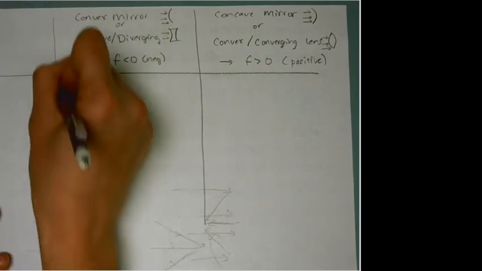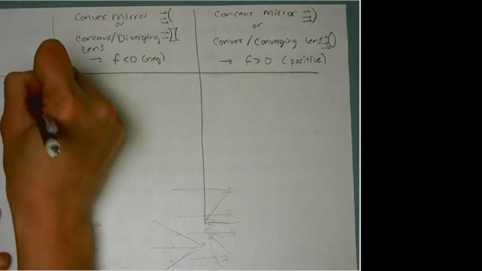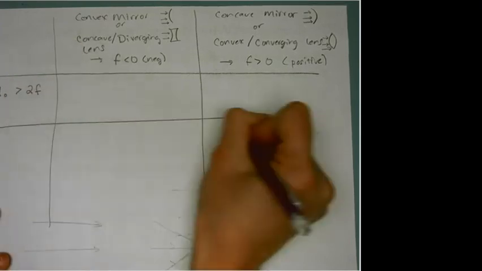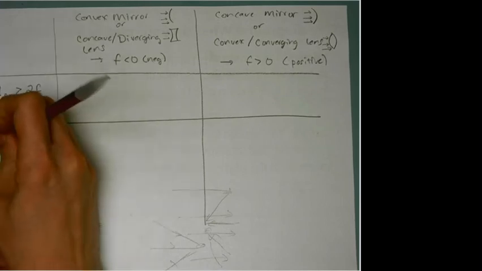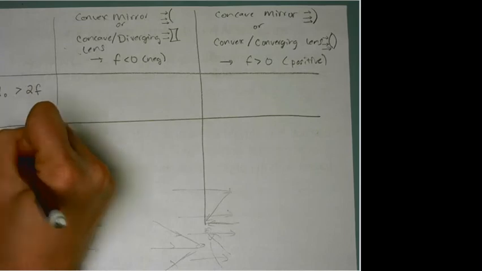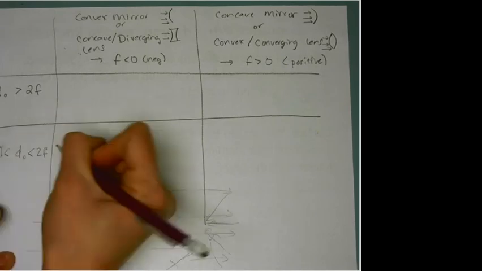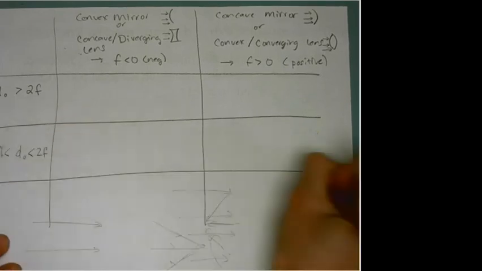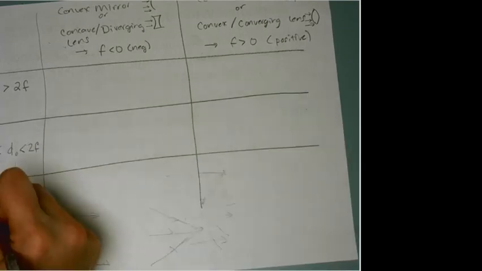Okay, so let's look at what image and object distances look like. DO is greater than twice the focal length. DO, the object is between the focal length and twice the focal length. And this last one, which I need to erase a few things to be able to write on my piece of paper, is for objects inside the focal length.